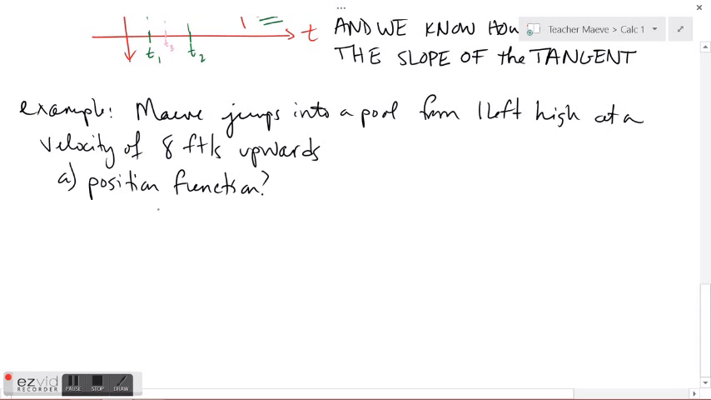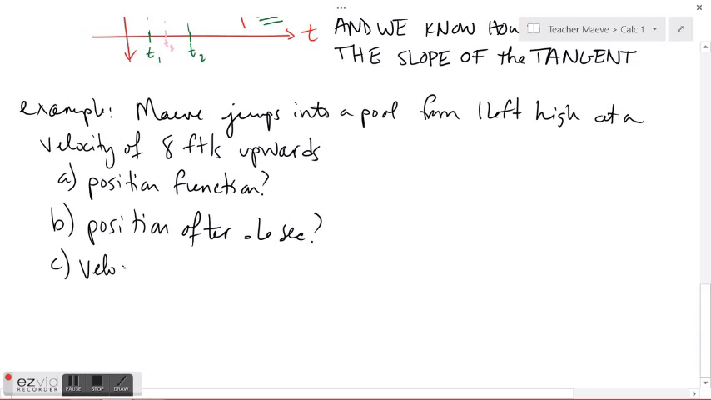So first, letter A, what's the position function? Letter B, what's my position after 0.6 seconds? Letter C, what is my instantaneous velocity as I hit the water?